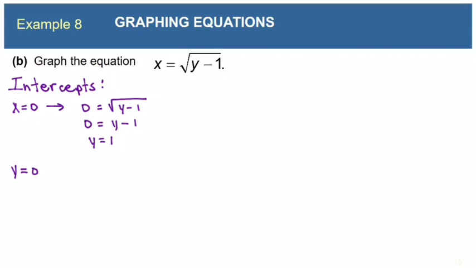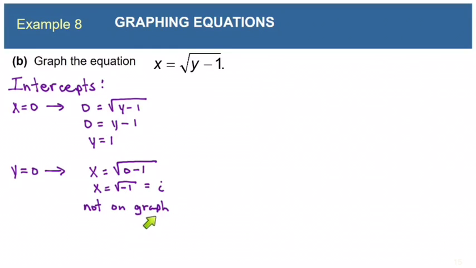Okay, now let's find the x-intercept by letting y equal 0. If we let y equal 0, we get x equals square root of 0 minus 1, and that's a problem because 0 minus 1 is negative 1, and the square root of negative 1 is the imaginary number. So of course that's not going to appear on the graph. So what we just found out is this graph is never going to cross the x-axis.